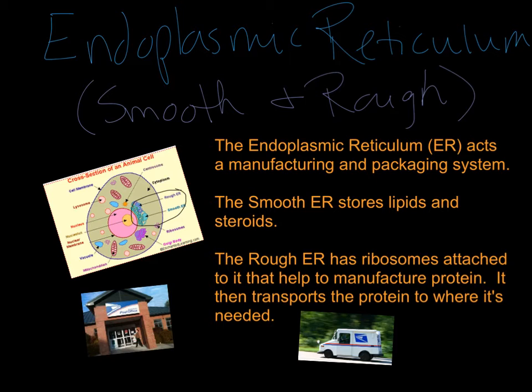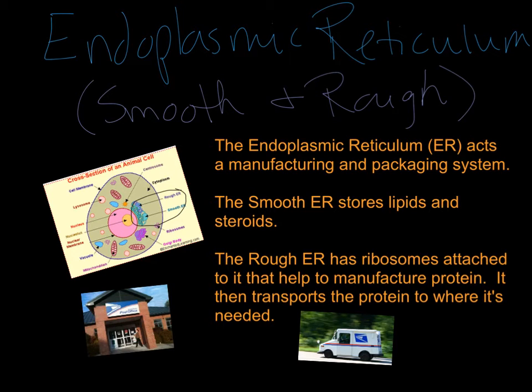So the smooth ER stores lipids and steroids, which we'll talk about later on, but the rough ER, that's the one I want to focus on right now. So this one has ribosomes attached to it to help manufacture protein. So if you remember, ribosomes are like those little construction workers that help to put proteins together. Well, sometimes these ribosomes attach themselves to the rough ER. It then transports the protein to where it's needed. So it takes it and just lets it float around somewhere in the cytoplasm for later use, or it sends it out of the cell because it needs to go to another part of the body. That's exactly what the rough ER does. So it's very important.